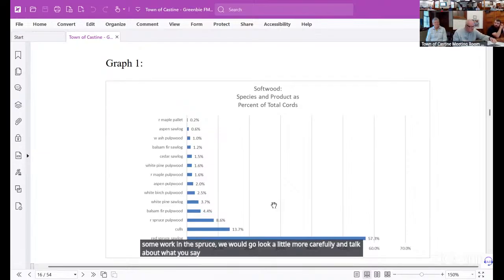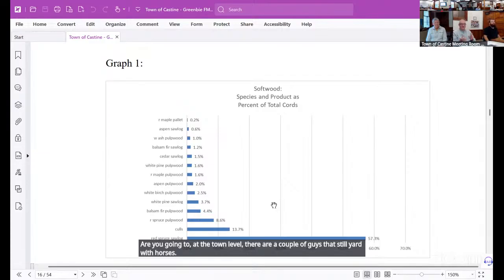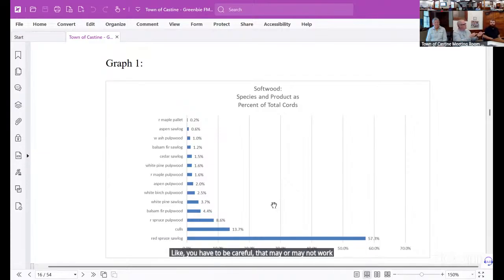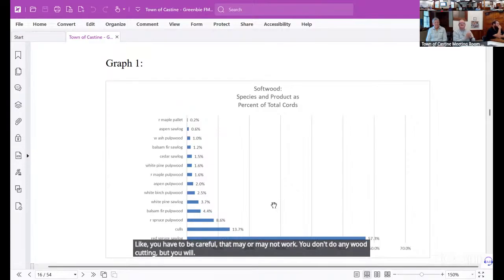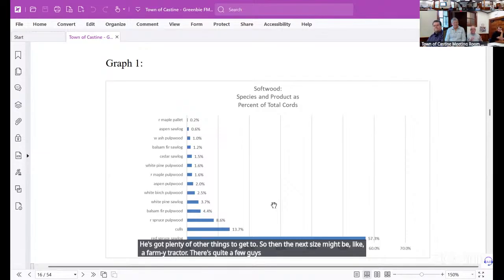We would talk about whether you can make a twitch trail. And first and foremost, the next question is what piece of equipment are you going to use? At the town level, there are a couple of guys that still yard with horses. You have to be careful, that may or may not work. You don't do any wood cutting, do you, Bill? He's got plenty of other things to do. So the next size might be a farm tractor. There are quite a few guys that still do it, and some women too. And then the next one would be a single skidder.